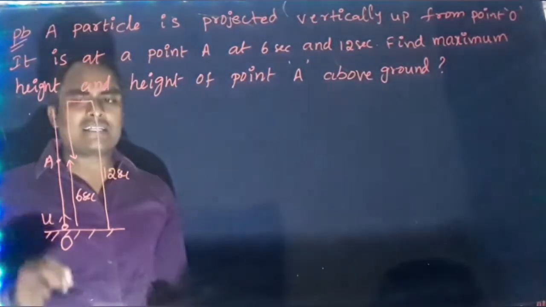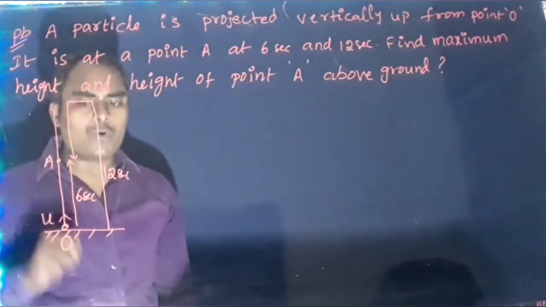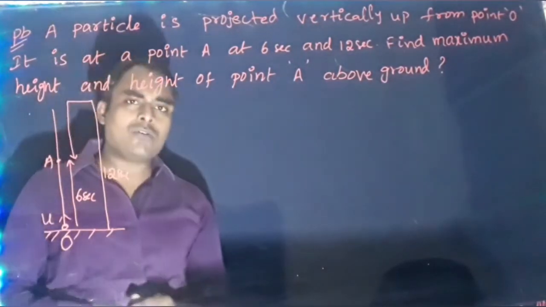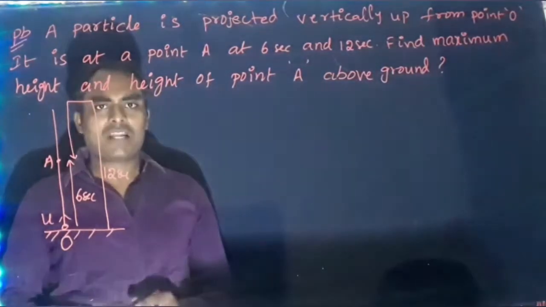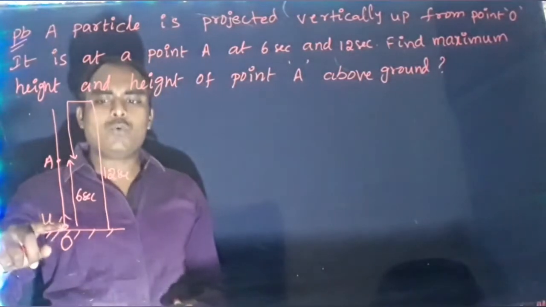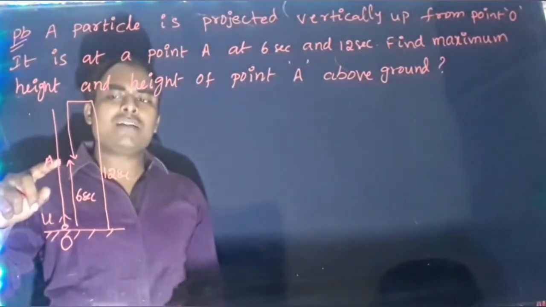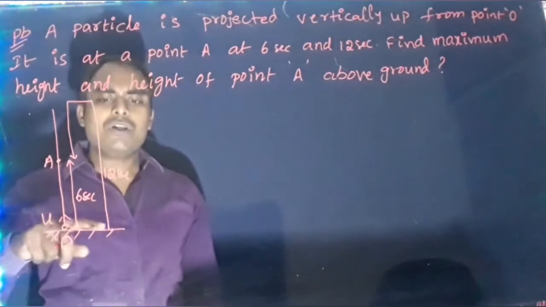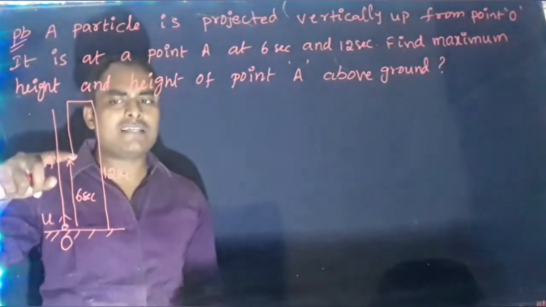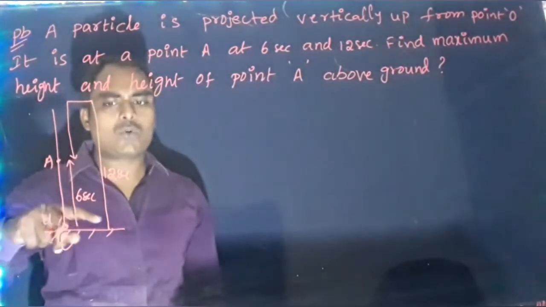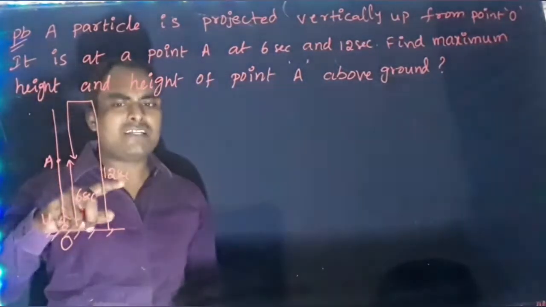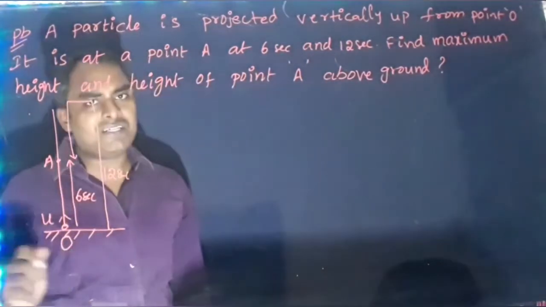So now we can understand the time from A to O. O to A is 6 seconds, A to O is also 6 seconds. Time of ascent equals time of descent. In the same way, the time taken to go from O to A is equal to the time taken from A to O. So from ground to maximum height to A is 12 seconds, plus A to O 6 seconds. So the total time of flight for the total journey is 12 plus 6, 18 seconds.